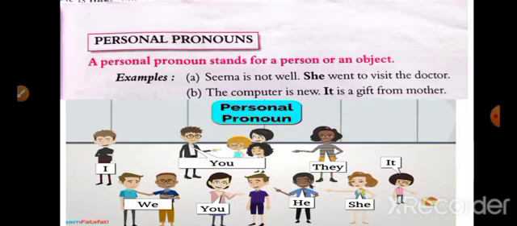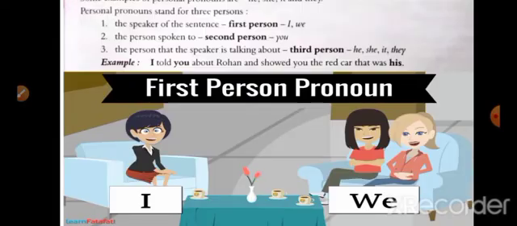Some examples of personal pronouns are given. You can see in the picture: I, we, you, they, he, she, it. Personal pronouns stand for three persons. The speaker of the sentence, first person, I, we. The person spoken to, second person, you. The person that the speaker is talking about, third person, he, she, it, they.